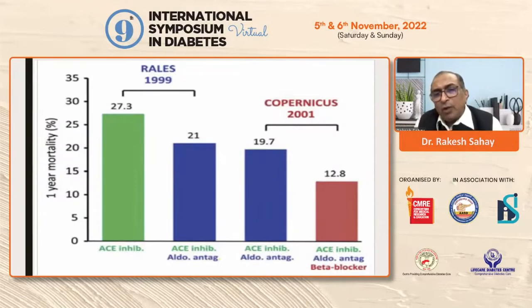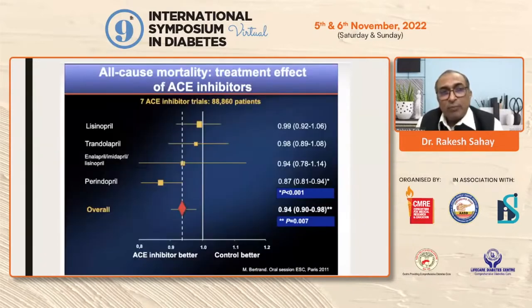And today we have agents like finerenone coming in. I have not discussed that aspect specifically, but that is again another agent which has clearly shown a clear benefit in terms of the cardiovascular and renal events in patients with diabetes who are already on an ACE inhibitor. With the addition of this molecule, there is clear benefit.